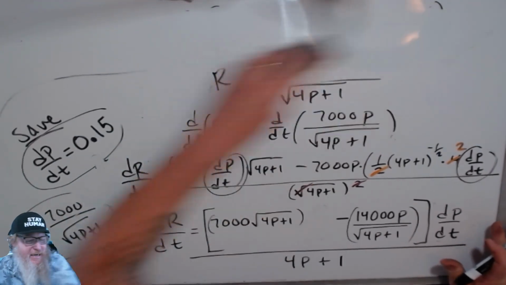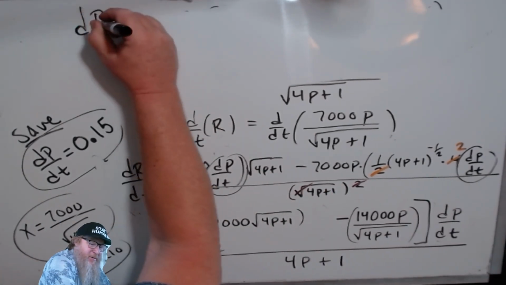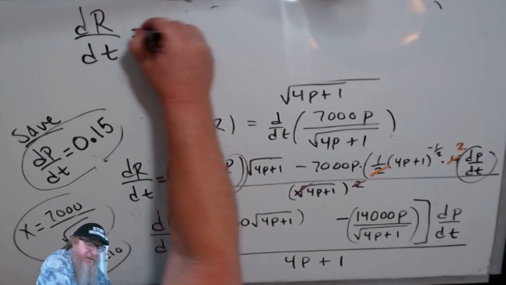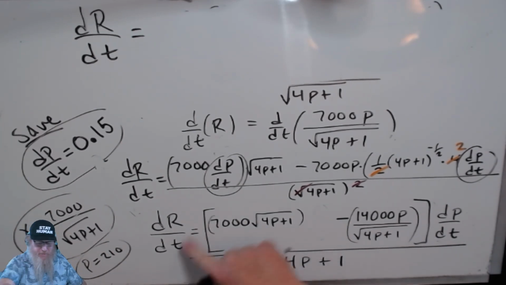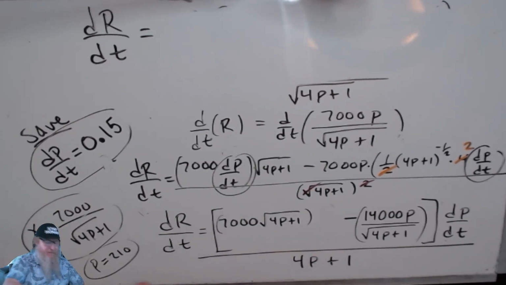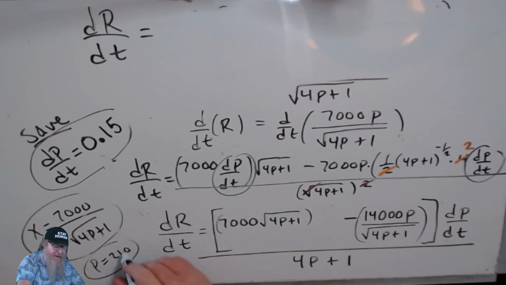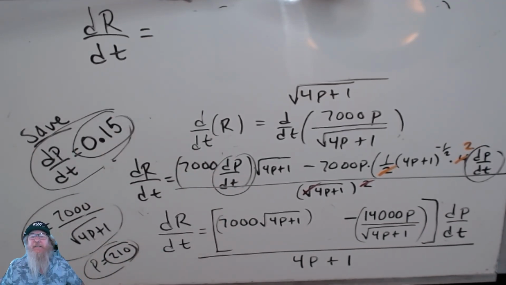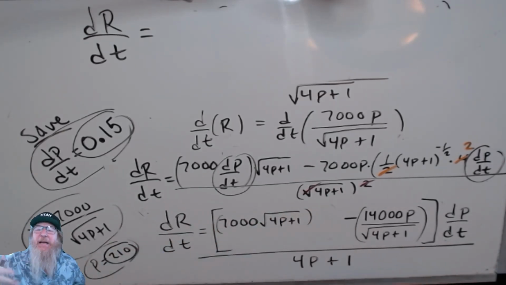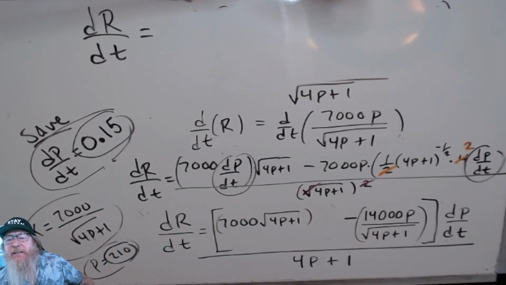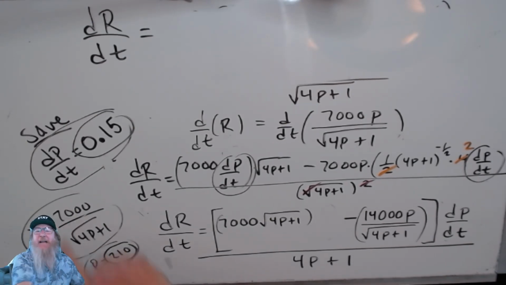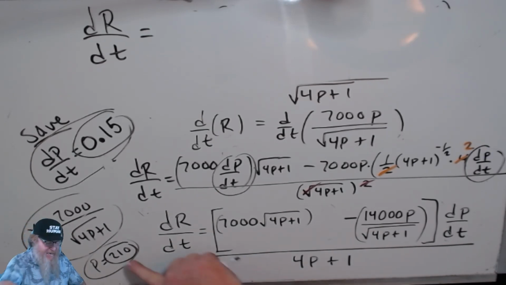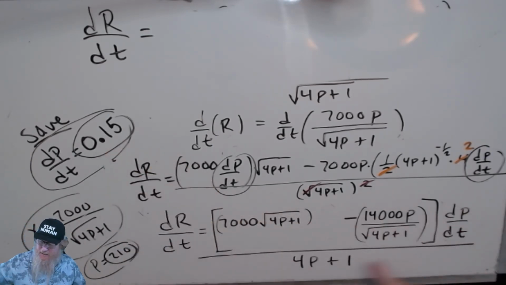So I've got dR/dt, the derivative of revenue with respect to time. I've got all these things. I've got my P is 210, and I've got my dp/dt is 15 cents. All right. I don't need the X. The X is how many of these things I would be selling. I might be curious and solve that later, but I don't really need X right now. I just need P and dp/dt.